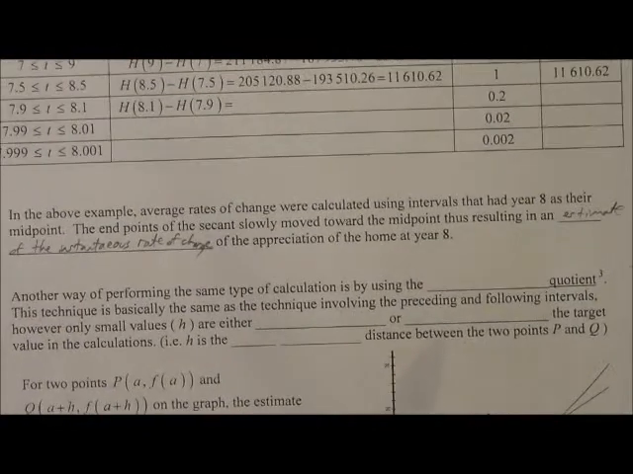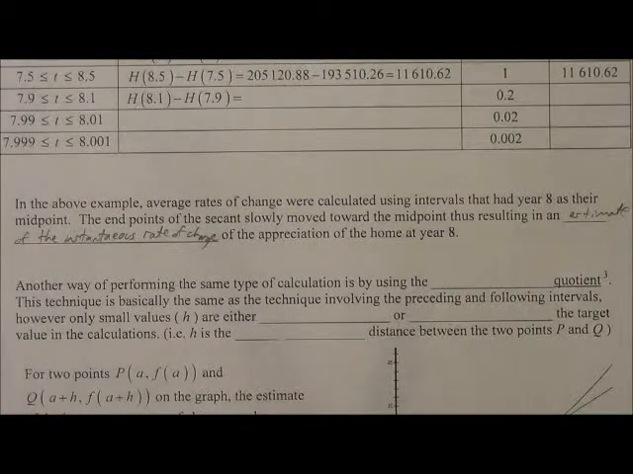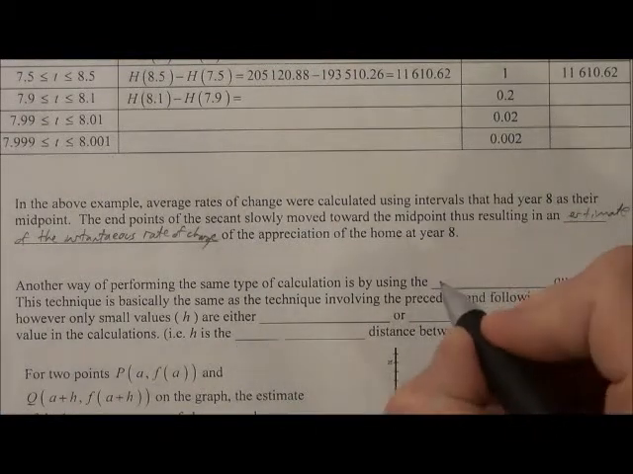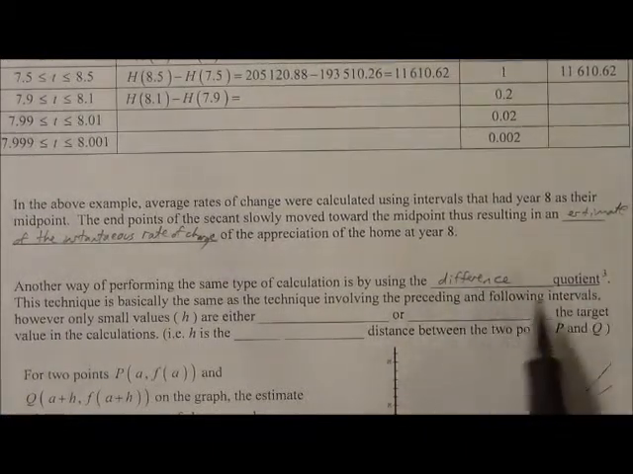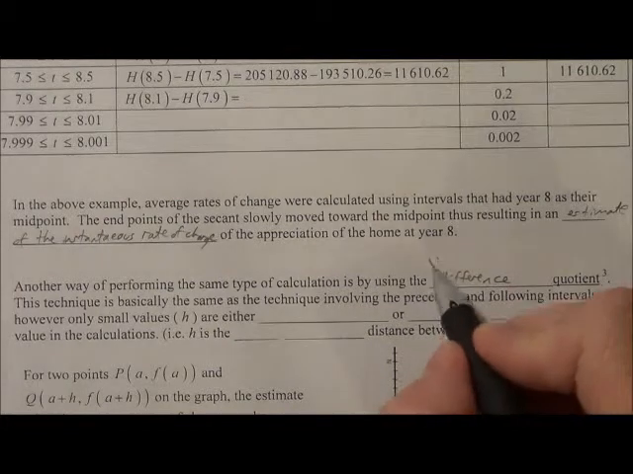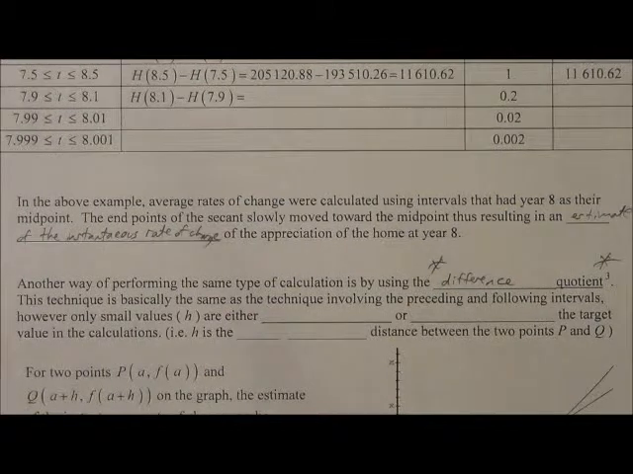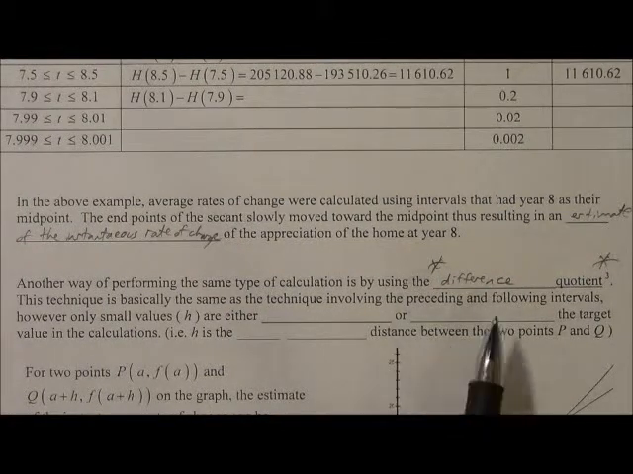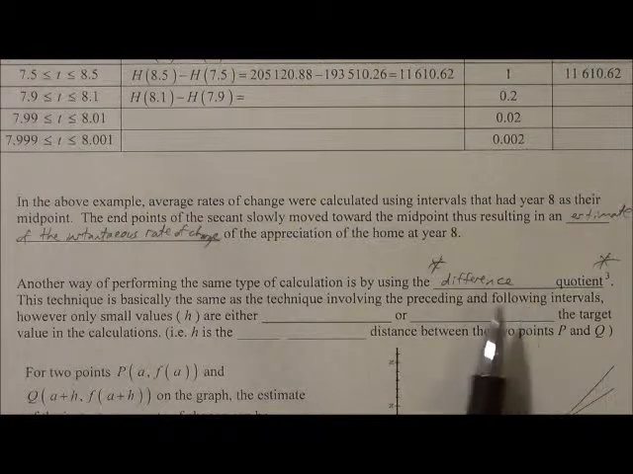Now, yet another way, a third way of finding the instantaneous rate of change, or estimating the instantaneous rate of change, is using the difference quotient. And the difference quotient is worth putting little reminders around, because that's the one that's going to be the most important for you to know for the rest of this course and into calculus, should you choose to take that course. So this technique is basically the same as the other techniques of using preceding and following intervals.